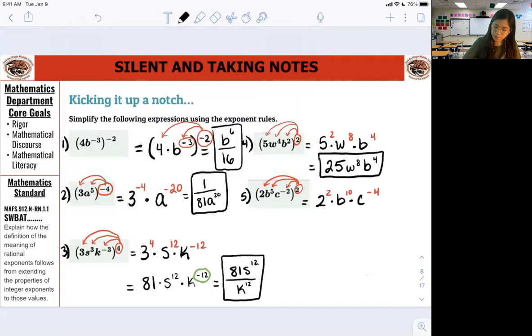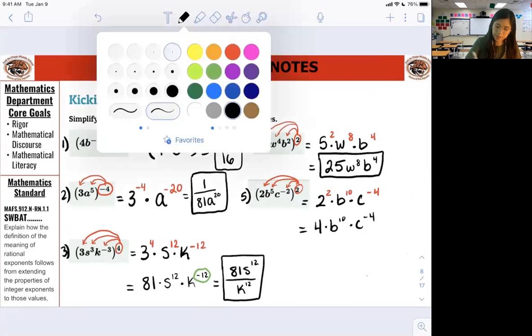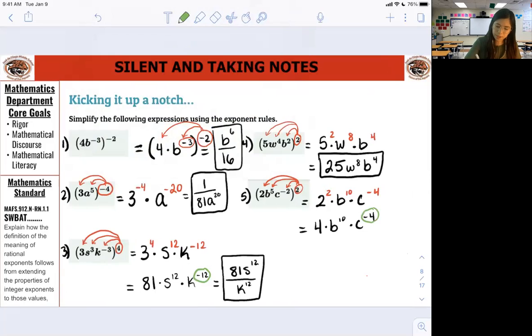All right. So before I do that, let me just evaluate. 2 to the power of 2 is 4. And my c is going to go into the denominator. So I've got 4b to the power of 10 over c to the power of 4. Oh, I forgot to evaluate. Okay.